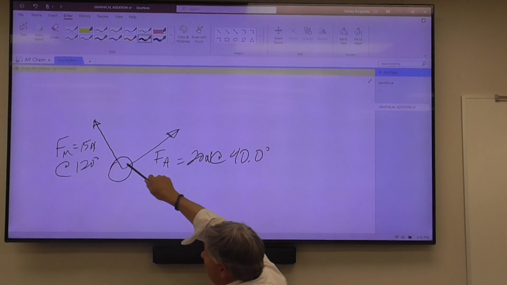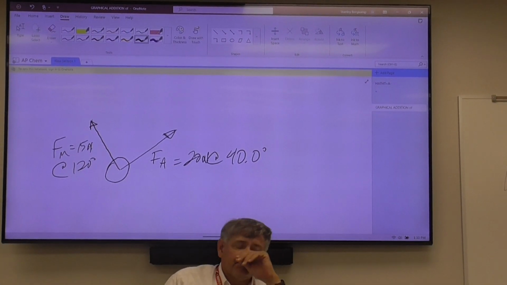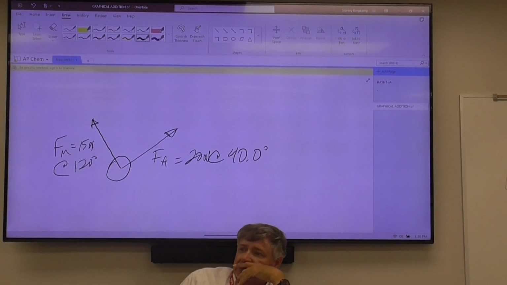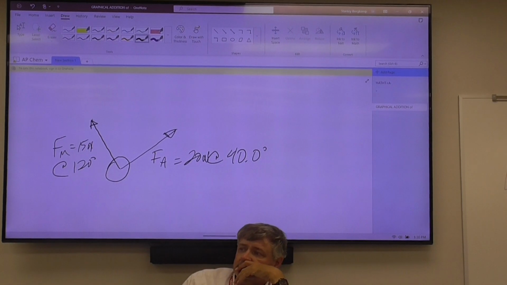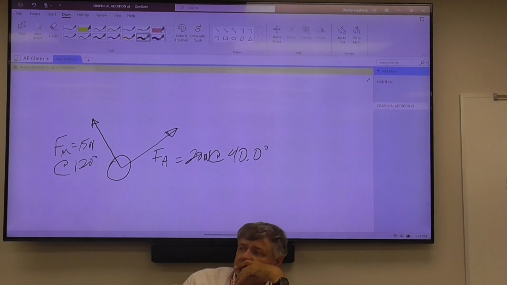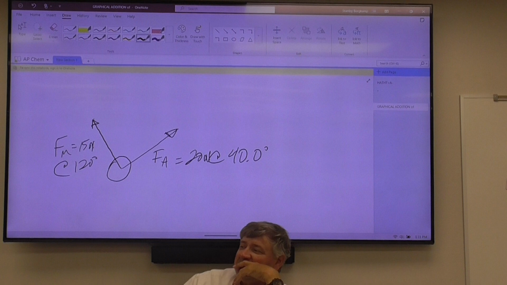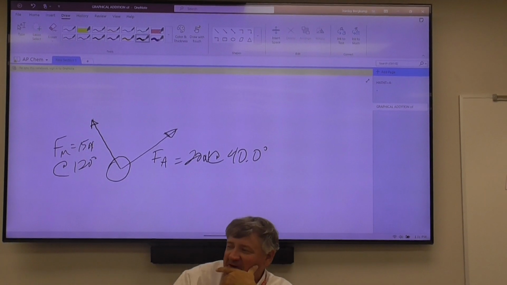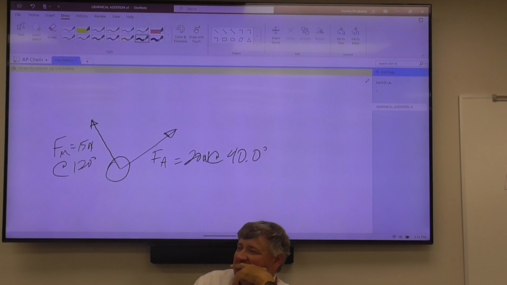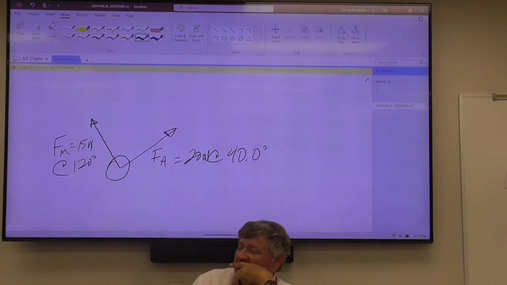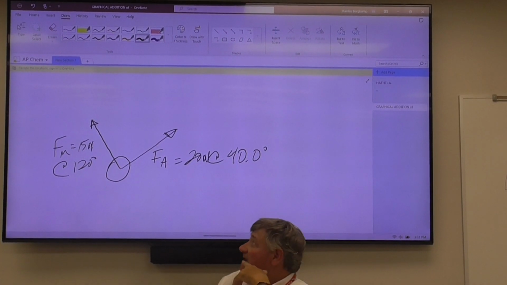So, Andrew's kicking the ball this way, Mac's kicking the ball this way. Where's the ball gonna go? Somewhere around. Okay, let's get a little bit more specific than somewhere around that way. You got... Good. Between 40 and 90 degrees, closer to 40.